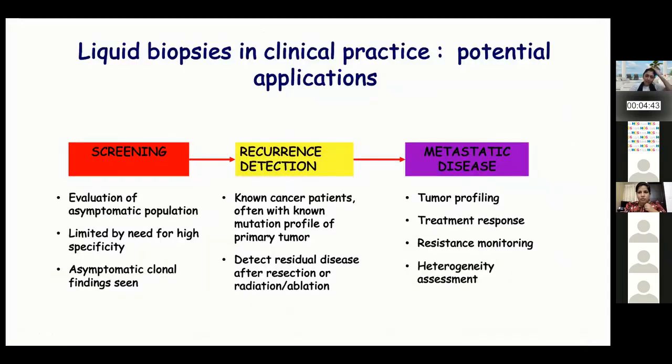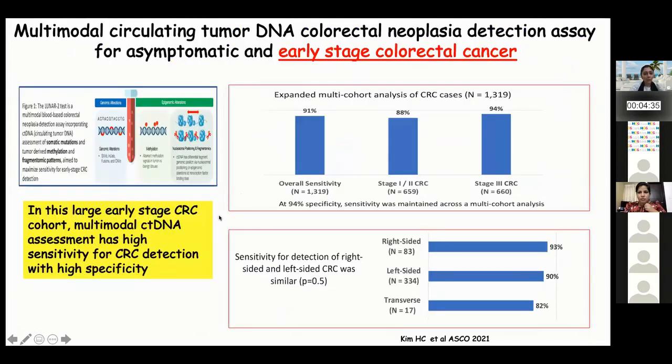So finally, what about screening? I think screening is also going to be a huge avenue to explore in terms of using liquid biopsies, and we know that the LUNAR-2 test that comes from our Guardant colleagues has been looked at in terms of somatic mutations that may help you determine if patients have colorectal cancer or not.